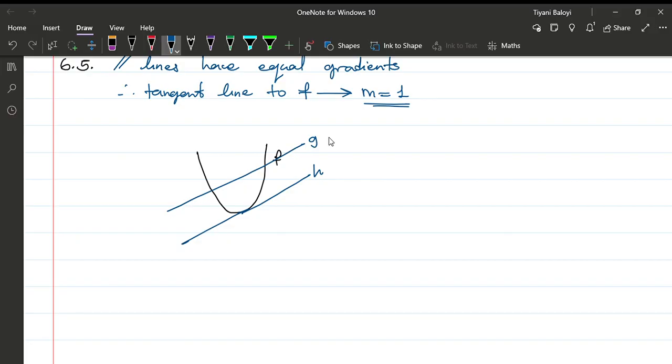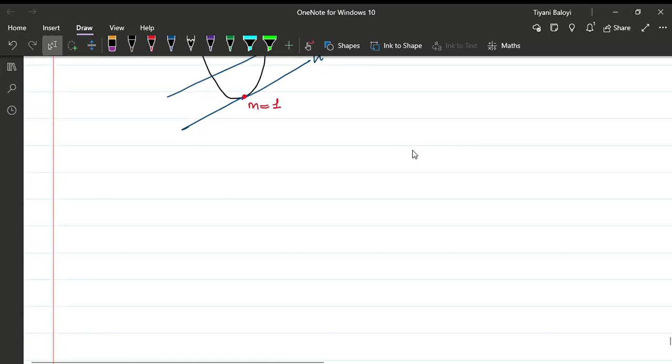At the turning point of f and h, we know that the gradient is equal to 1 because it's the gradient of h. But what is the gradient of f? Because it's also crossing there. So let's just do this.